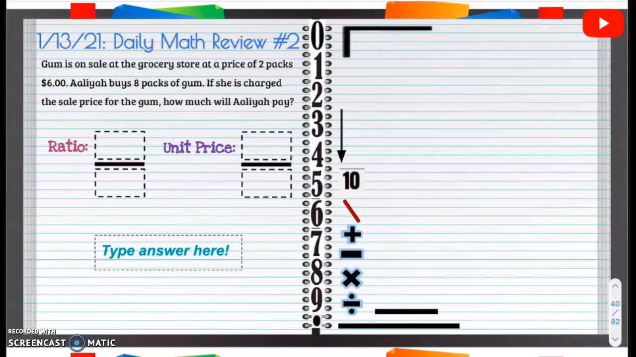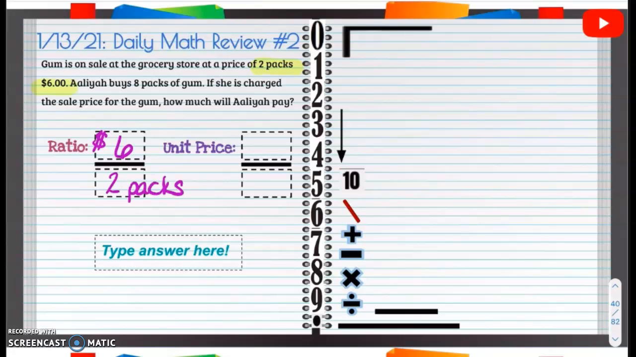So first of all, we're going to notice that 2 packs of gum cost $6. Remember, we're going to put the money on top. Money on top. So $6 for 2 packs of gum.